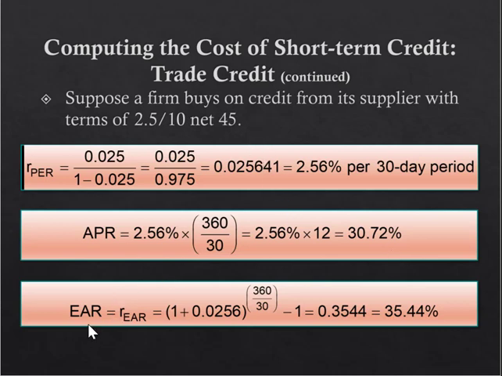And so we're looking at this going, do we really want to pay a 30.72% annual percentage rate for that loan? Probably not. The effective annual rate of interest is equal to 1 plus the periodic rate, taken to the 12th power, minus 1. So if we do that, the effective annual rate is 35.44%. Again, this shows that when someone gives you 2 10 net 30 or 2.5 net 10, you are getting a pretty good deal if you pay early. And if you wait till that 45-day point, they're effectively charging you 35% interest.